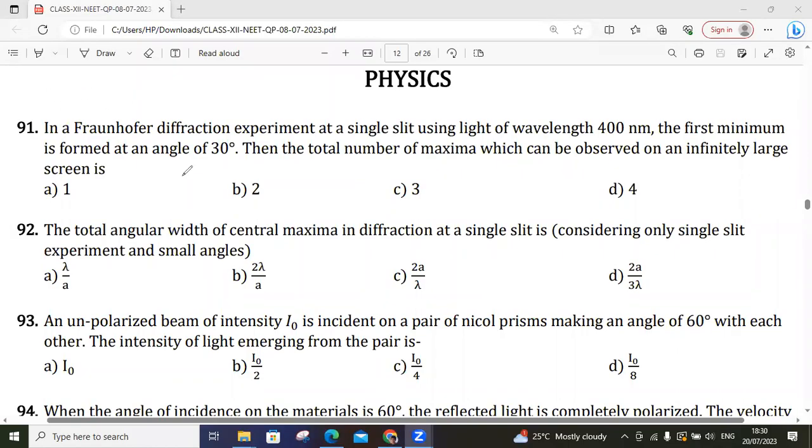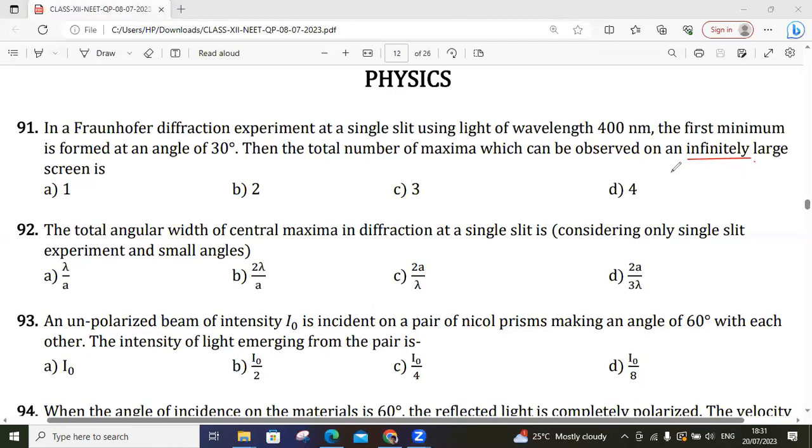Okay, this is your physics NEET paper dated 8th July 2023. So, what is the first question? Solve now. In a Fraunhofer diffraction experiment, using light of wavelength lambda, the first minimum is formed at an angle of 30 degree. Then the total number of maxima which can be observed on an infinitely large screen is?